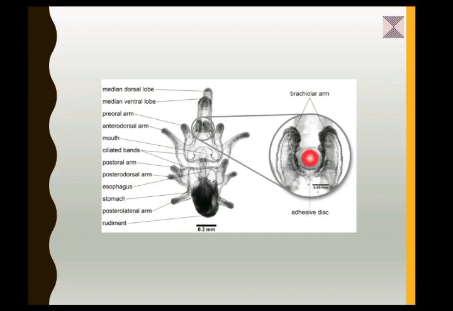In the center, you have the adhesive disc, which is for the attachment of this particular larva. You have the mouth in the very center. Then these are the ciliated bands which are present in this larval form. You have the post-oral arms, which are at the level after the mouth, so that's why they are post-oral. Pre refers to before, and post-oral refers to after.